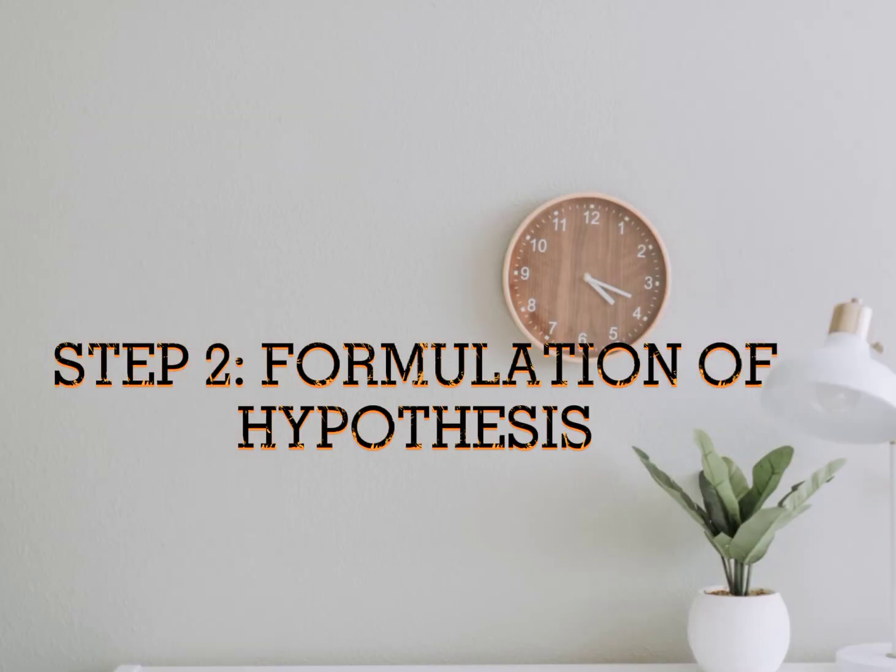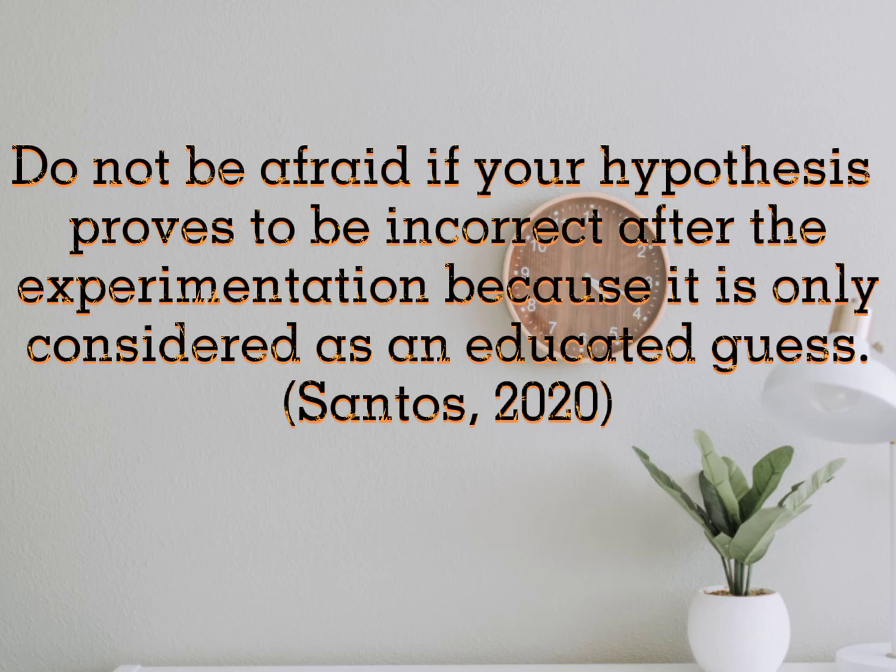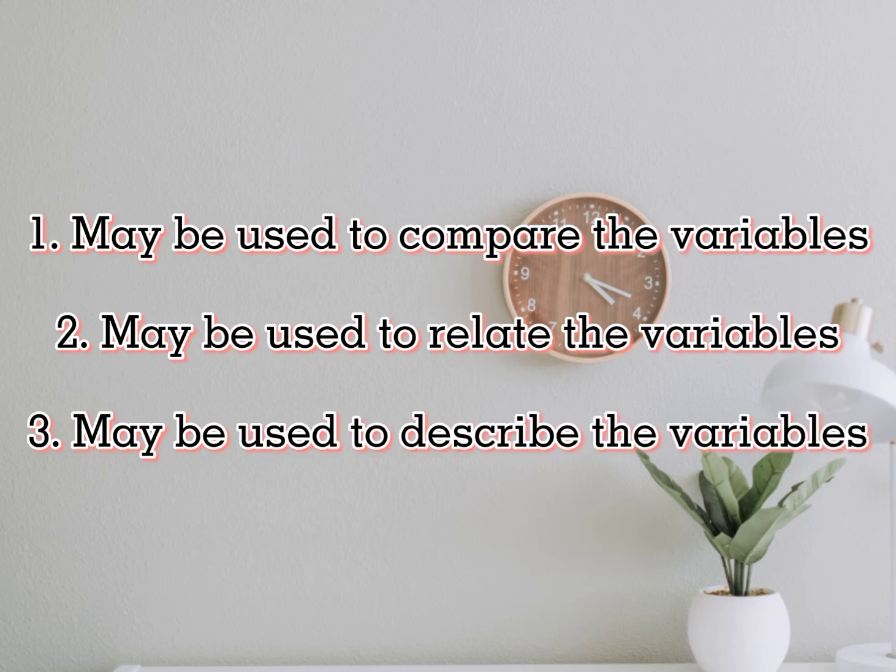Step number 2, formulation of a hypothesis. For example, in the formulation of a hypothesis in quantitative research: Number 1 may be used to compare the variables. Number 2 may be used to relate the variables. Number 3 may be used to describe the variables.